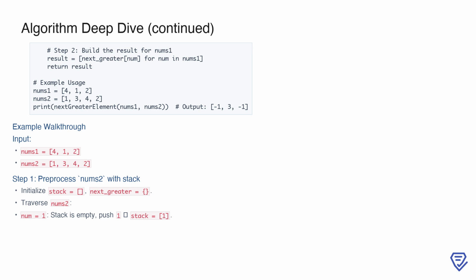After traversing nums2, any remaining elements in the stack have no next greater element, so we assign them a value of -1 in the hash map. Next, we build the result for nums1. For each element in nums1, we look up its next greater element in the hash map and append it to the result list. Finally, we return the result list. For example, given nums1 is 4, 1, 2, and nums2 is 1, 3, 4, 2, the function will output -1, 3, -1, as we will now demonstrate step by step.